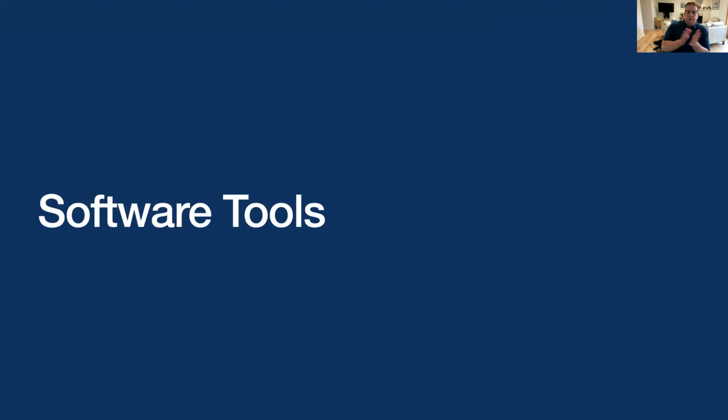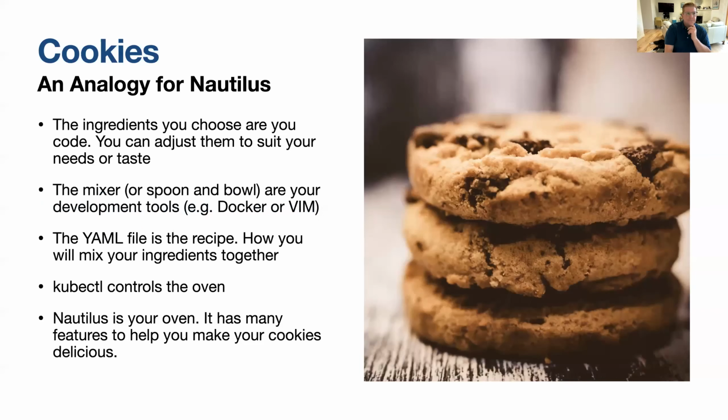So you have your username. You have been elevated to a user. You've joined a namespace, and now you have to figure out how to use this thing. So now we're going to talk about the software tools that you need to actually use the cluster. So you've gotten access, and now we're going to talk about what you can do with that access. So I like to make the analogy of baking cookies when I talk about Nautilus. So the ingredients you choose are your code, and you can adjust those to your needs or your taste.